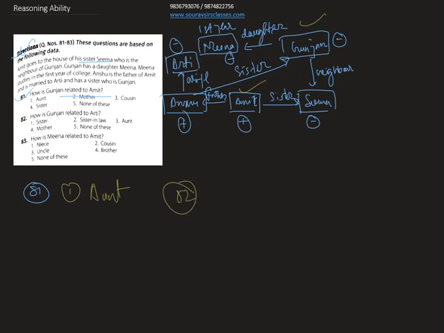Now let's see the next one. How is Gunjan related to Aarti? As Aarti is the wife of Anshu and Gunjan is his sister, therefore their relation will be sister-in-law.